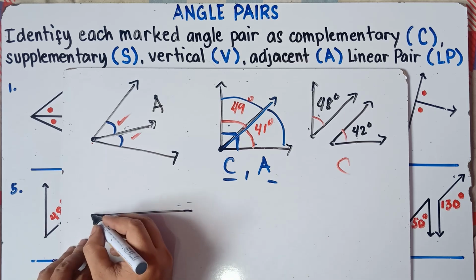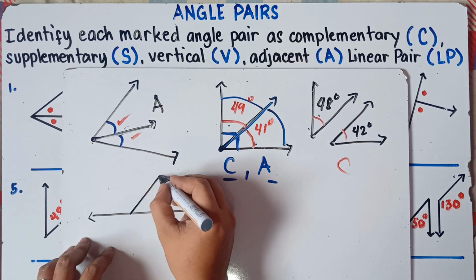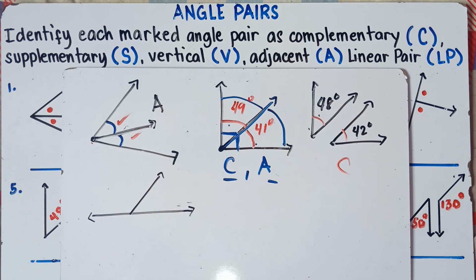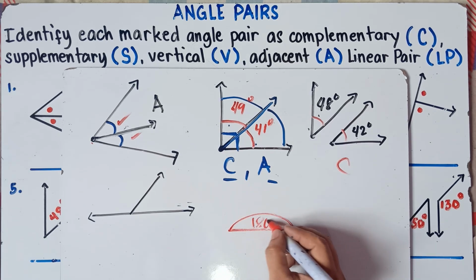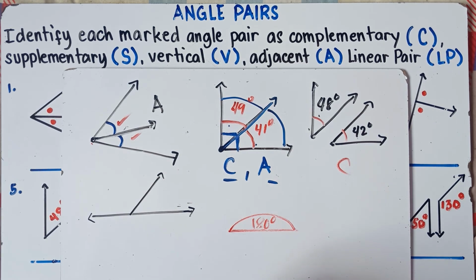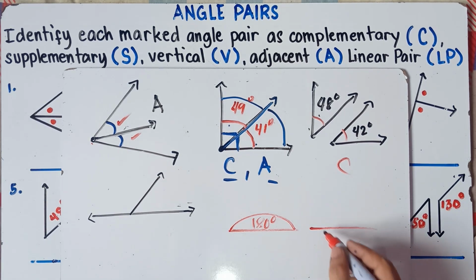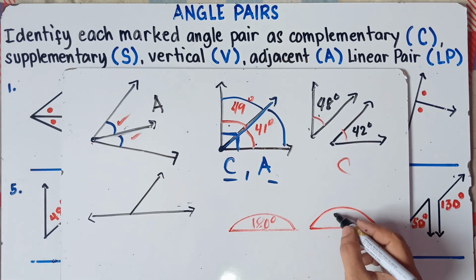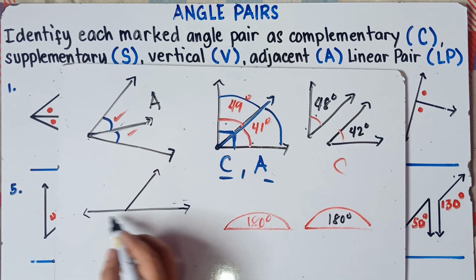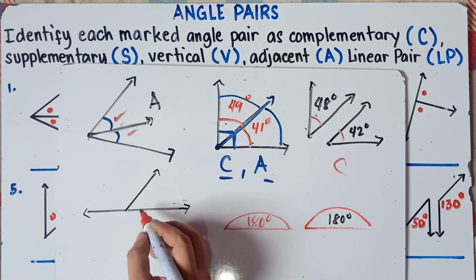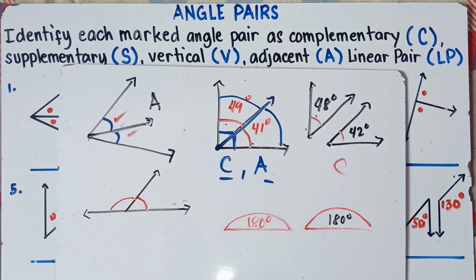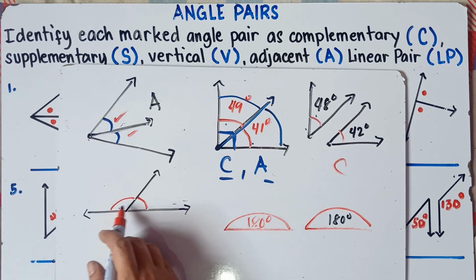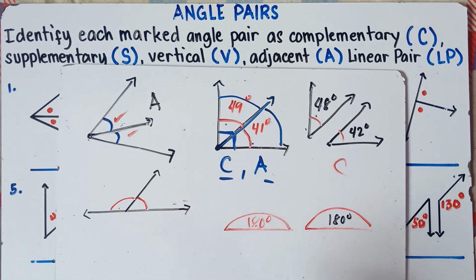If you have this kind of illustration and you have two angles, of course, you know that if you have a straight line, you can form a straight angle, and a straight angle is always 180 degrees. Once again, class, if you have a straight line, you can form a straight angle, and a straight angle is always 180 degrees. So therefore, this angle and this angle are supplementary angles.